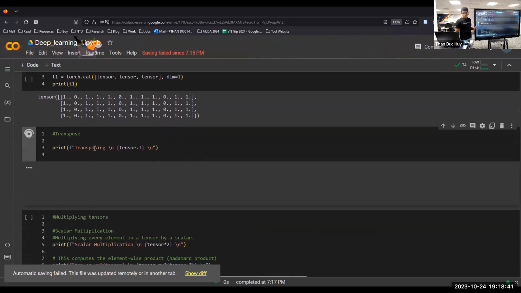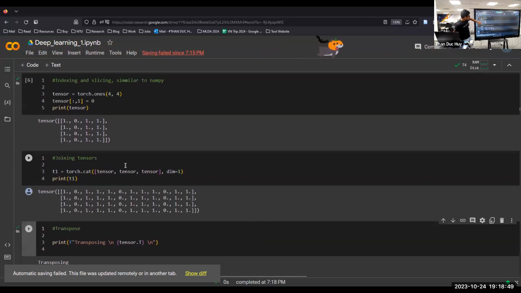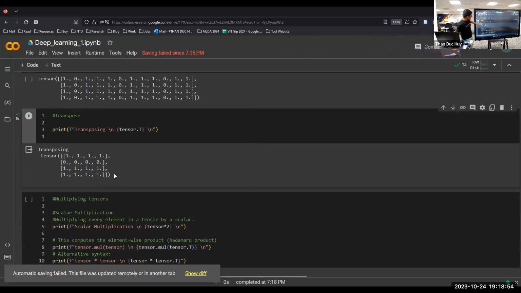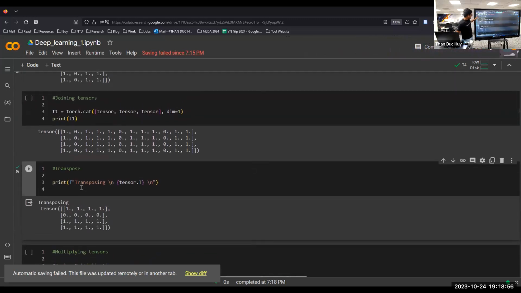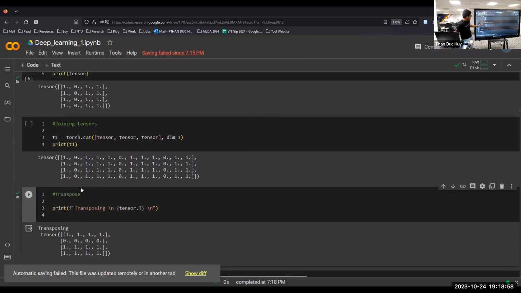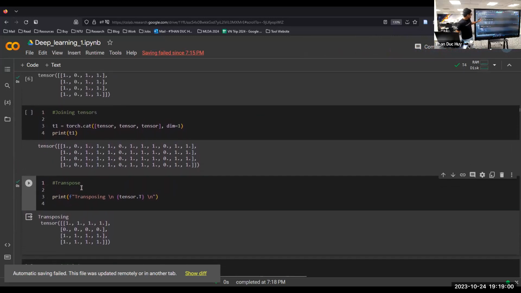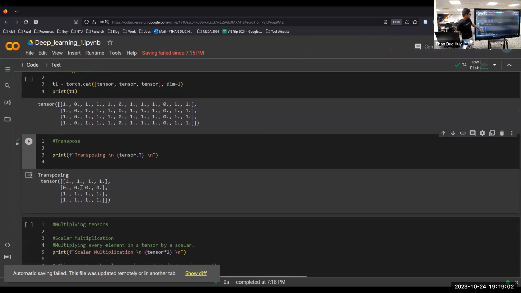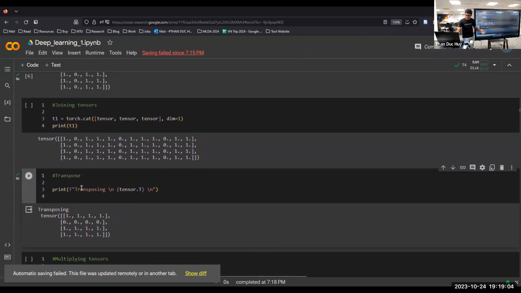The next one is transpose. It's very similar to the transpose that you have in matrix operations. As you can see, the columns have now been converted into rows. This first row was initially the first column. The second row was initially the second column. The third row was initially the third column, and so on.